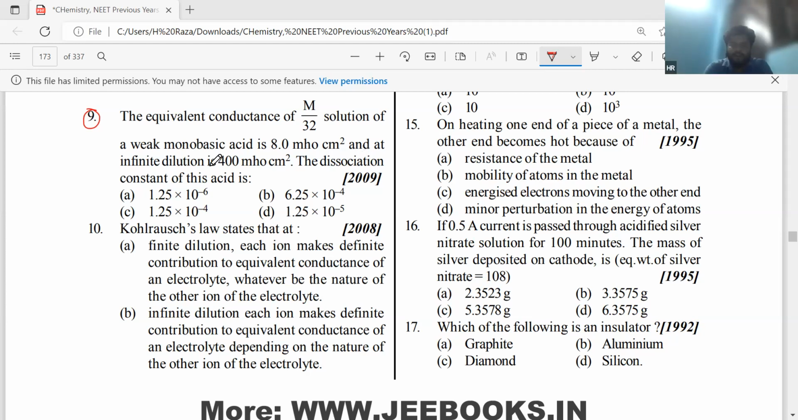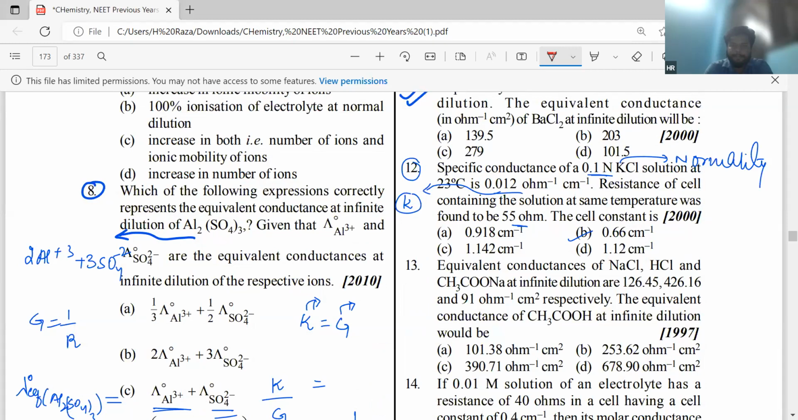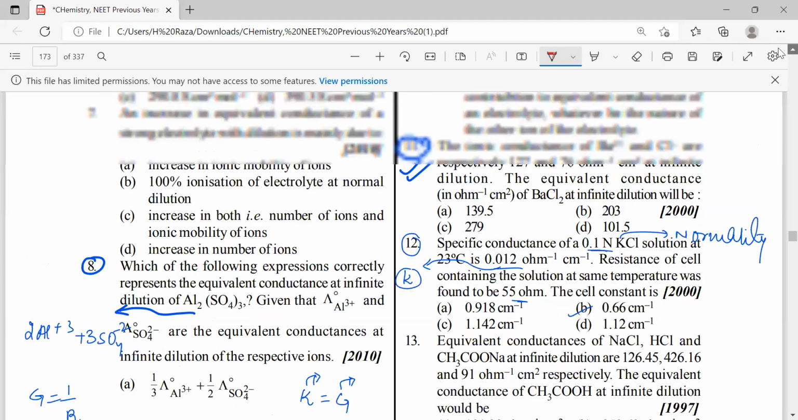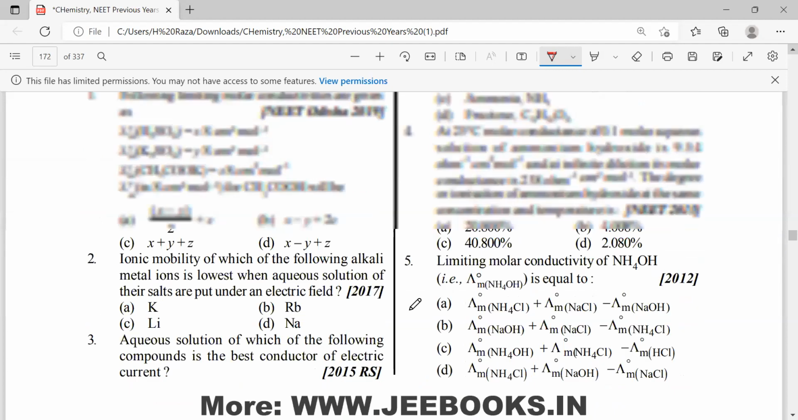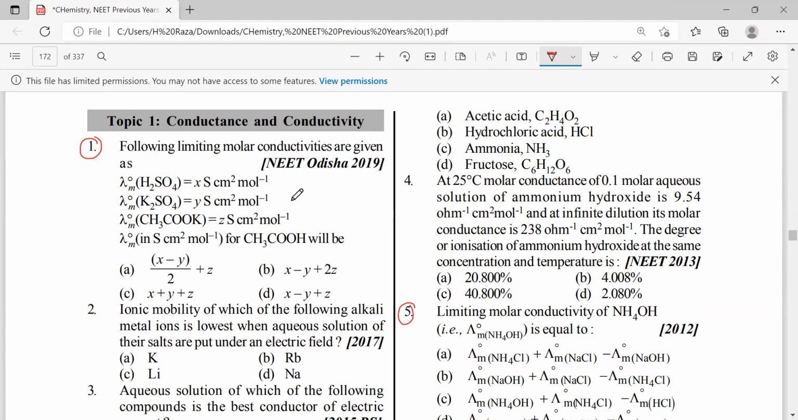We haven't studied alpha yet, so just leave it. I'll explain this term, then we will go for this. Okay. Okay, sir. Now question number 5. Sorry, wait a minute. Question number 1 first, so that every concept and every type of question on Kohlrausch's law we have just covered.